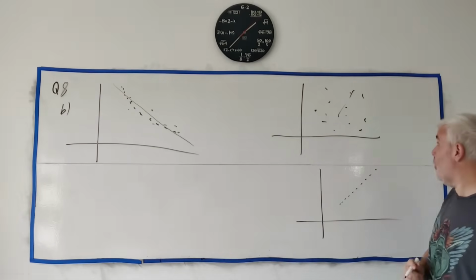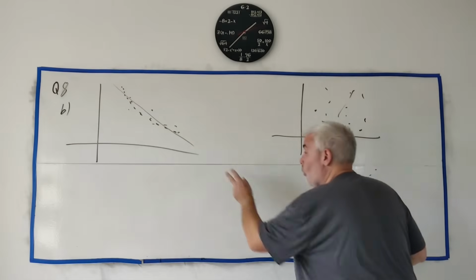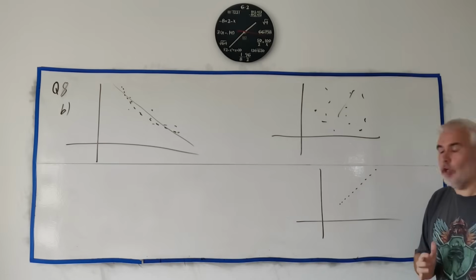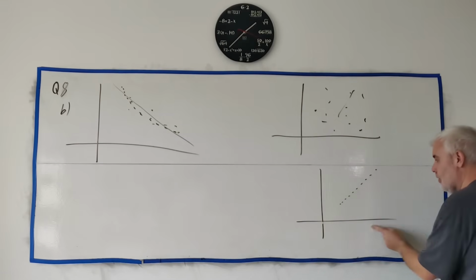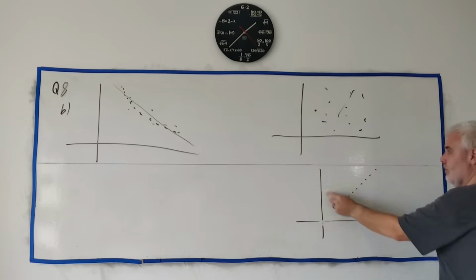Next is positive or negative. Well, here's two examples. This one and this one. One of them's positive, one of them's negative. Positive just means going up. We read from left to right. If it goes up, it's positive. If it goes down, it's negative.